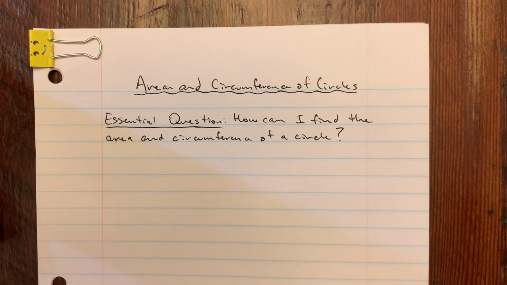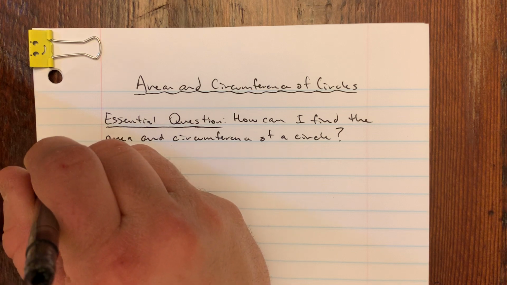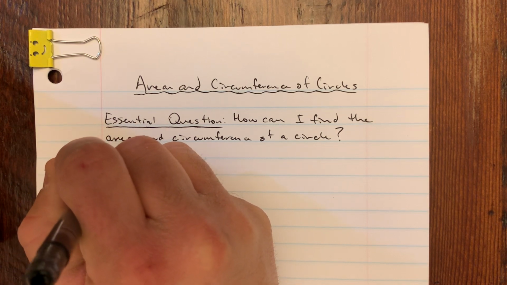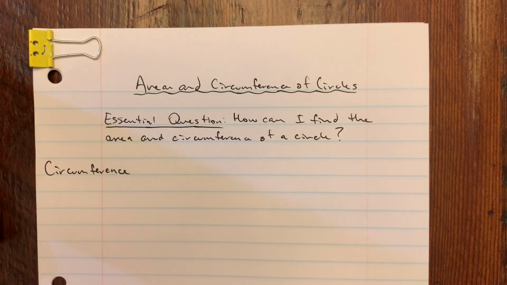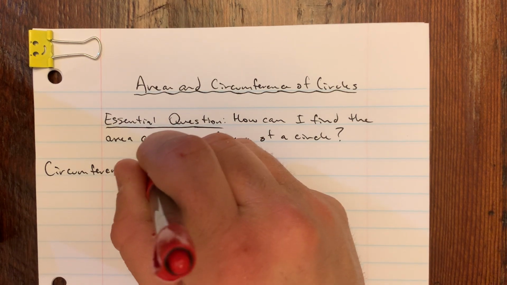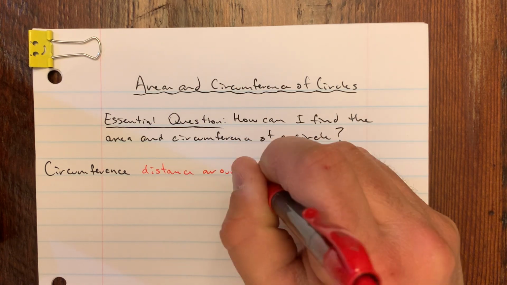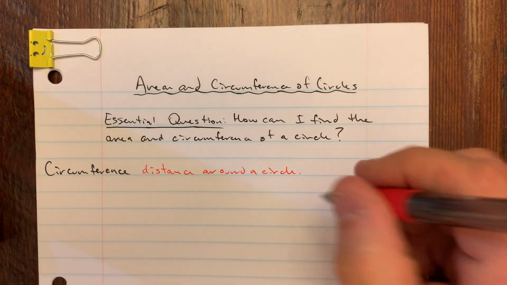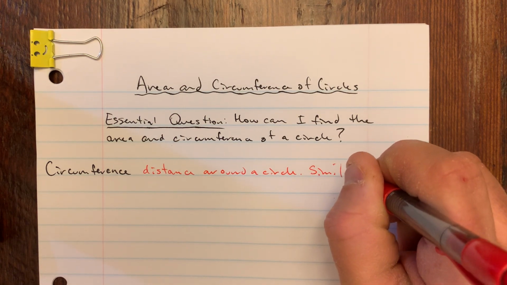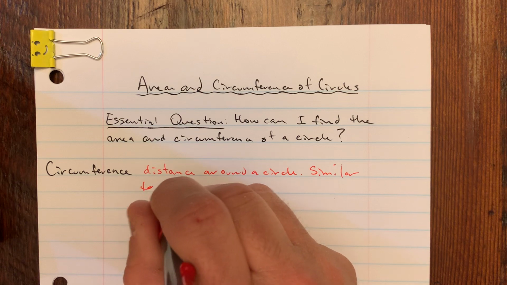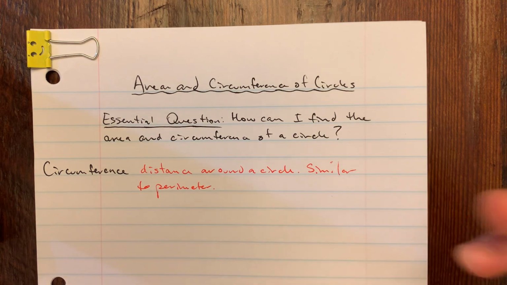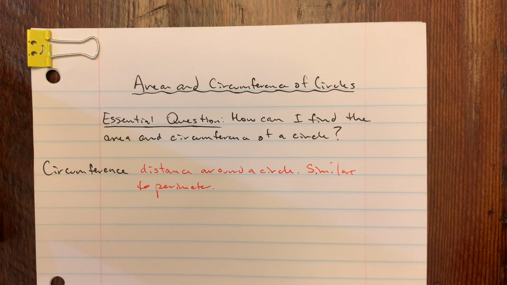The one term that you might be confused and forget is the term of circumference. That is defined as the distance around a circle. This is similar to perimeter. Perimeter is the distance around a two-dimensional object that has all flat sides. This one has just no sides, it's just a circle, but it's the circumference.